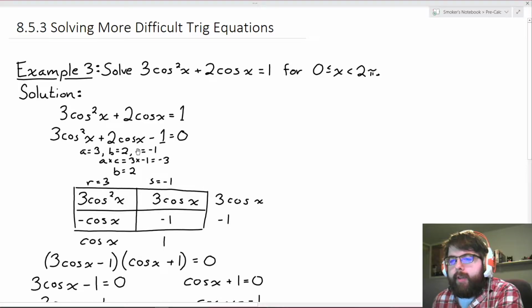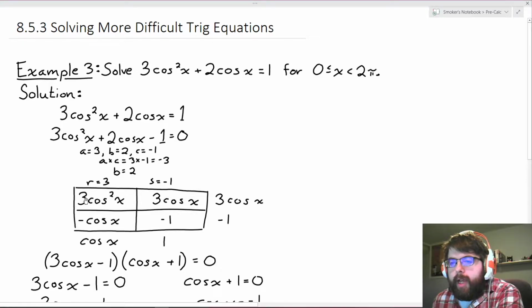You take a times c and get negative 3, and b is 2. You're looking for two things that multiply to negative 3 and add to 2. Those two things would be positive 3 and negative 1. They add to positive 2 and multiply to negative 3. Okay, so then we're going to do the box method, but instead of x's, we're going to use cosine x's. So this would be 3x squared in a normal quadratic, but in this case it would be 3 cosine squared.